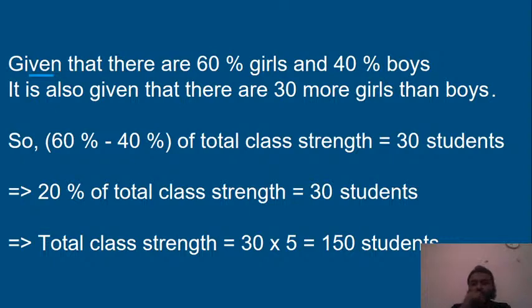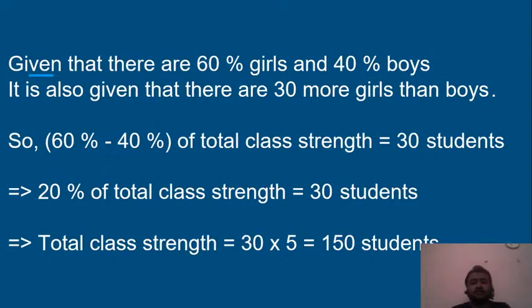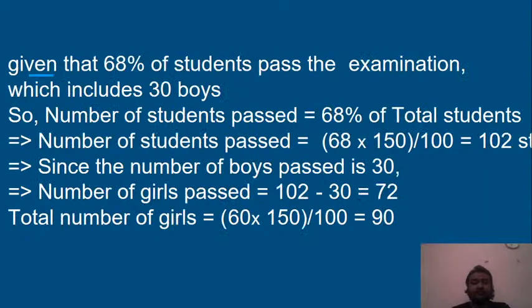So very simple. First information given is that 60% are girls and 40% are boys, and it is also given that there are 30 more girls than boys. So let the total strength of the class be x. So I can say that 60% minus 40% of total strength would be equal to 30 students. That is the third line: there are 30 more girls than boys. So 20% of the entire class should be equal to 30, and 20 by 100 is 1 by 5. So total class strength is 150 students.